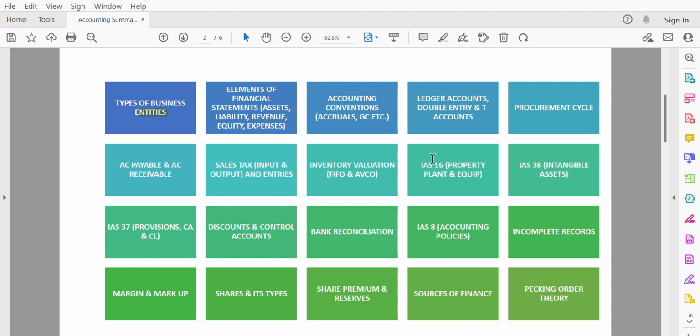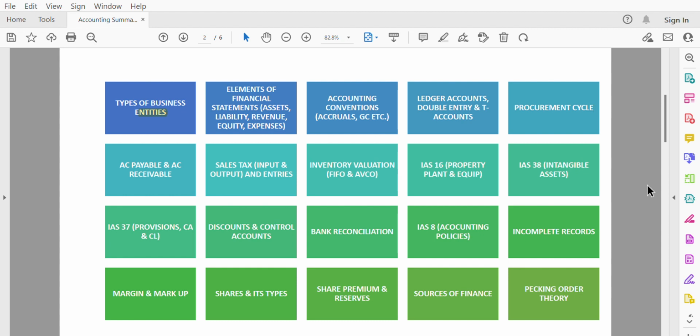Then we discussed IAS 16. I have a separate video on IAS 16, which covers how capital expenditure, property, plant and equipment are accounted for. Then we have IAS 38, intangible assets, which covers how intangible assets would be recorded in the financial statements. Intangible assets are basically assets which do not possess physical substance but which are recorded based on the recognition criteria of IASB, which means that the economic benefits are certain and that the amount can be measured reliably.